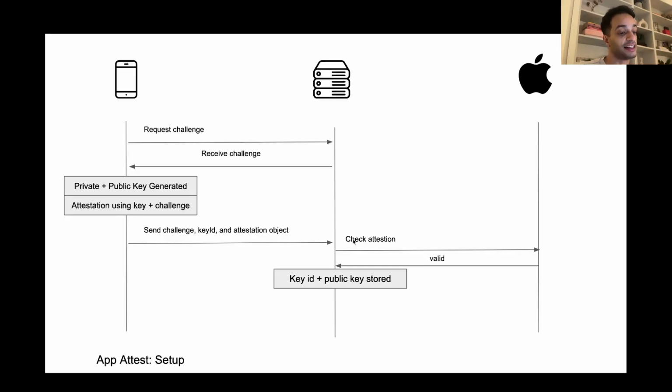Your server is going to send that to Apple to check if the attestation is valid. And if Apple returns valid, it means you can now use this public key to sign challenges from now on to verify the identity of this app. After Apple says that this attestation is valid, you're going to store a key ID and a public key in your server, and you're going to use that public key to sign challenges going forward, which happens here.